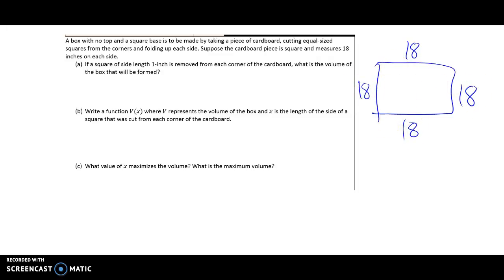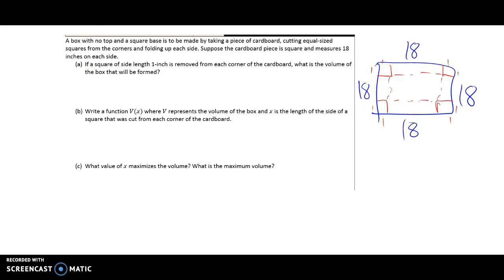And in part A, we're told that we are taking that cardboard and removing a 1-inch square from every corner. So these little pieces, I'm grabbing some scissors, cutting out. And those measure 1 inch on every side. Then in part A, you're just asked to find the volume of the box that's formed if I cut and fold up. So I'm kind of folding along these horizontal dashed lines and vertical dashed lines all the way around to form an open top box.